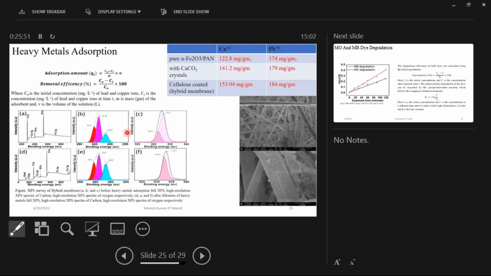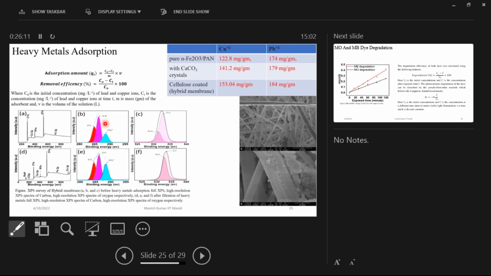In this XPS also, you can see figure A and figure D. In A, we have only Fe2O3 and calcium carbonate on our membrane. Then we used it for heavy metal adsorption, and you can see there was a peak for the lead and the copper as well.